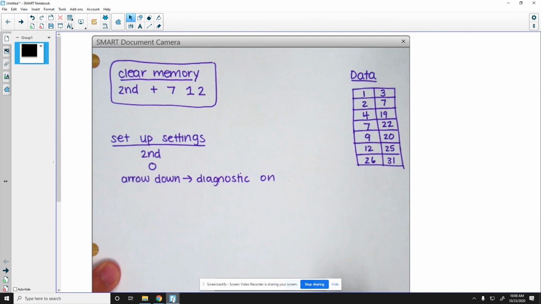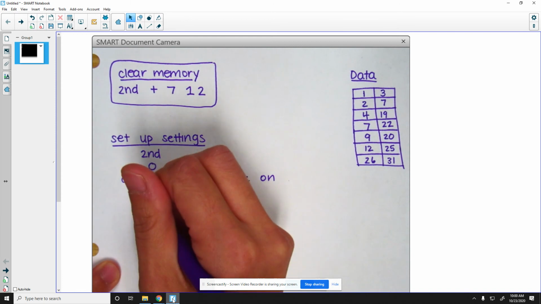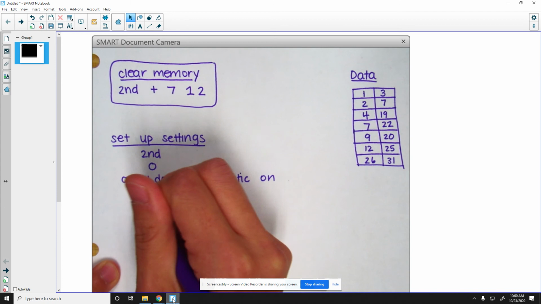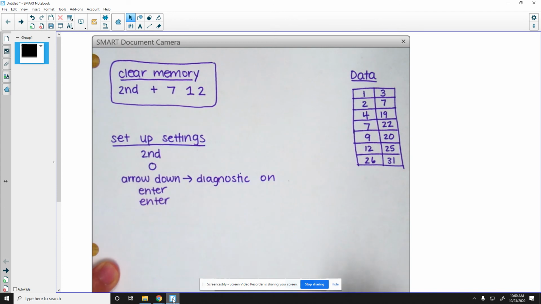And then you're going to hit enter, and then enter again. So the way that you set up your settings is you have to push these buttons in that order.